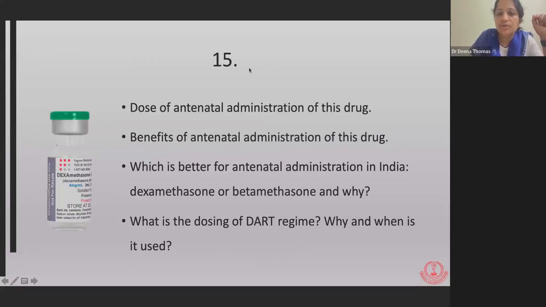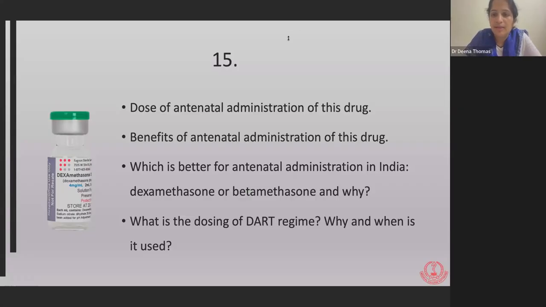So what is the dose? This is dexamethasone. Everybody can read it. What is the dose of antenatal administration of this drug? Very good. So I have got the answer. It is 6 milligram BD intramuscularly, 12 hours apart for 4 doses. So 6 into 4, 24 mg.